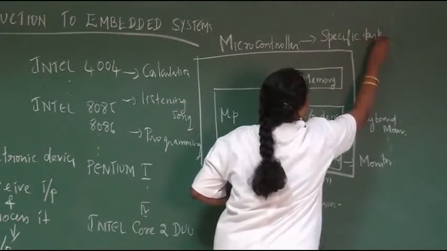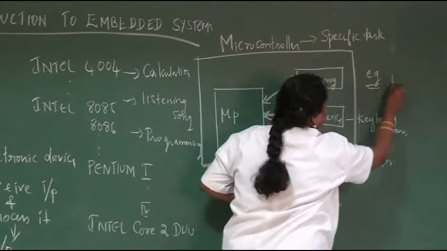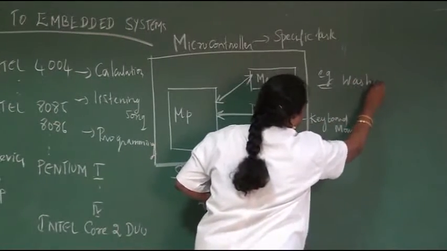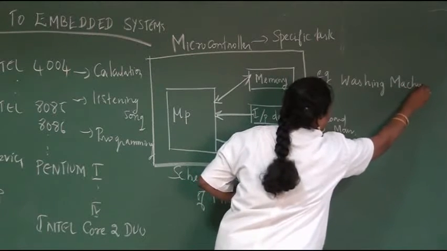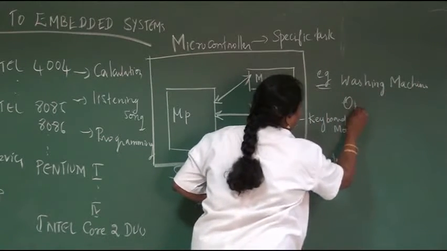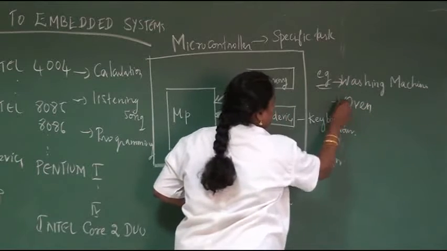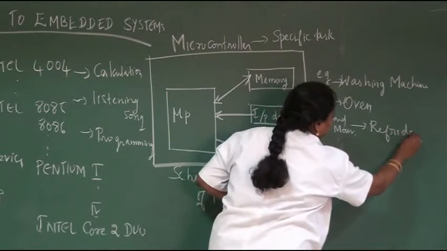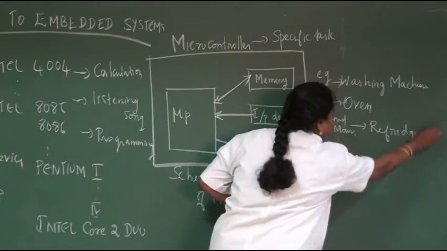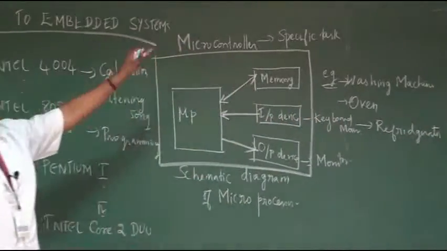It is designed for a specific task. For example, washing machine, microwave oven, refrigerator. All these are examples for a microcontroller.